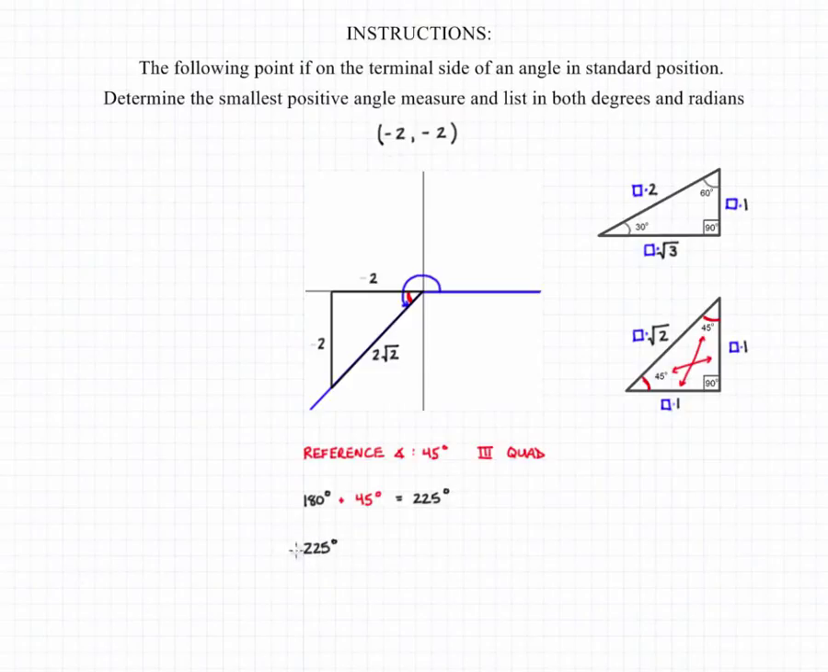Now to convert this to radians, we take our degree measure and we multiply it by pi over 180 degrees. This is going to give us 225 degrees times pi over 180 degrees, which we can simplify down to 5 pi over 4 radians. So our final answer is that the smallest positive angle measure in degrees and radians is going to be 225 degrees, or 5 pi over 4 radians.